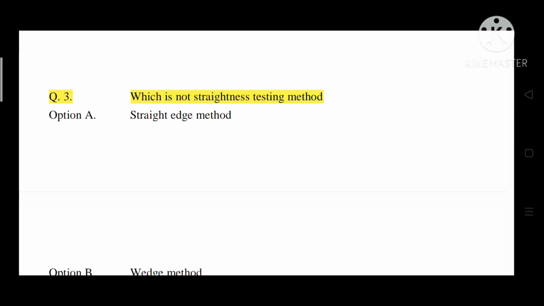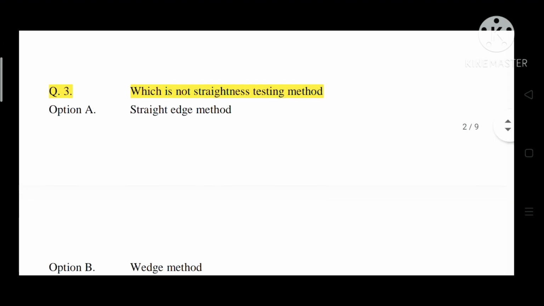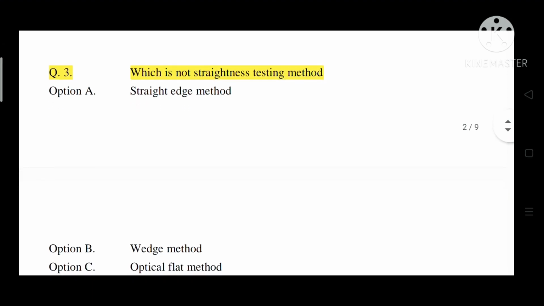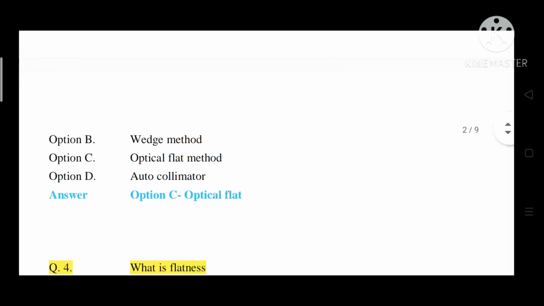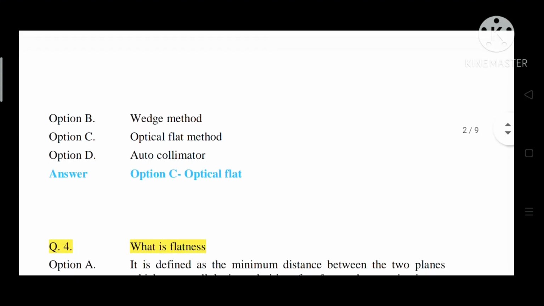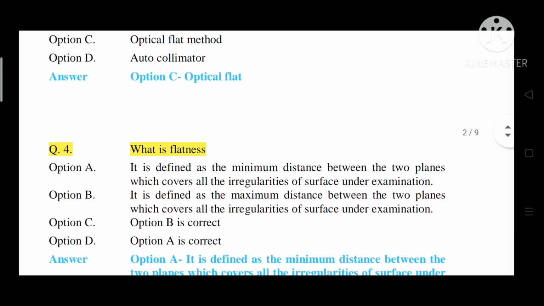Question number 3, which is not a straightness testing method? So methods are given. Option A, straight edge method, option B, wedge method, option C, optical flat method, option D, autocollimator method. So correct answer is option C, that is optical flat. So optical flat is used to check the flatness of given surface.